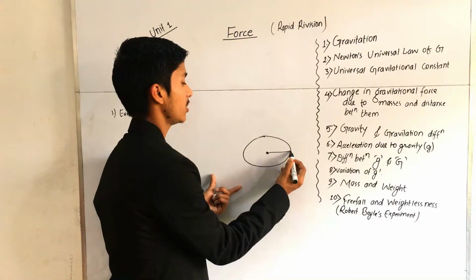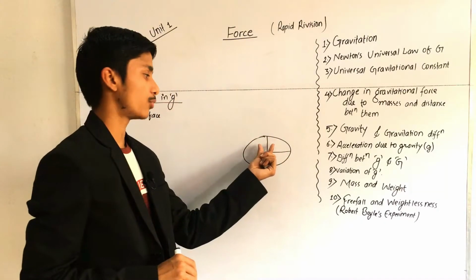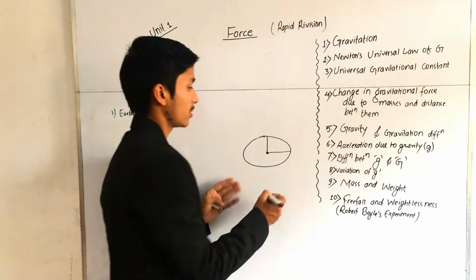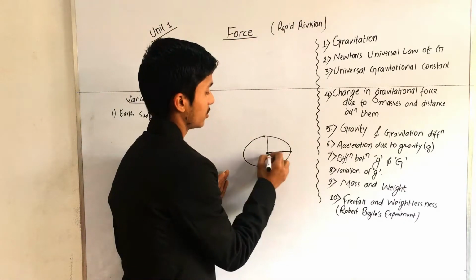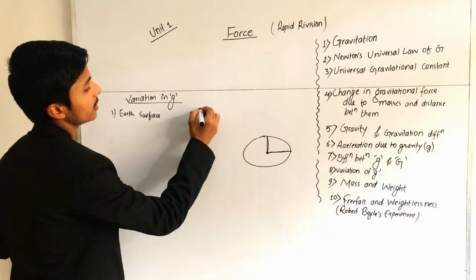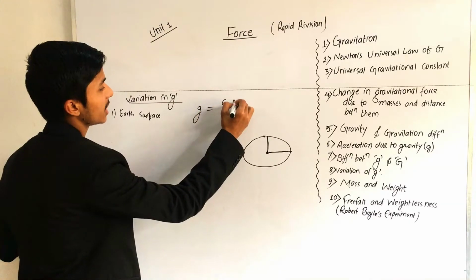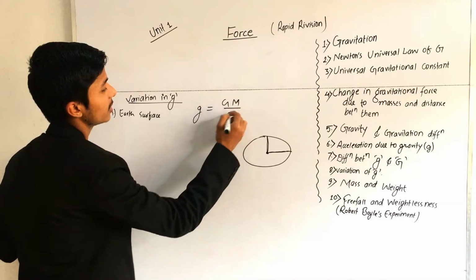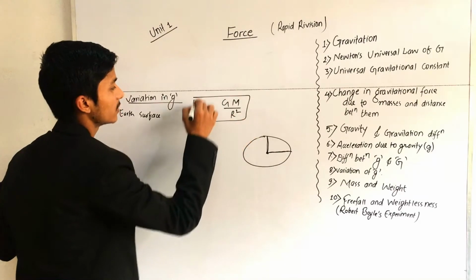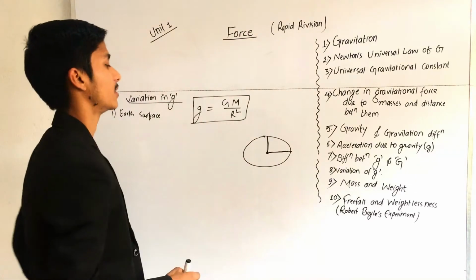This is the equatorial part, and this is the polar part, the pole. Here the distance is greater. Before this I want to show you the formula of acceleration due to gravity. This is capital G, small g is equal to capital G M by r square. This is the formula of g.